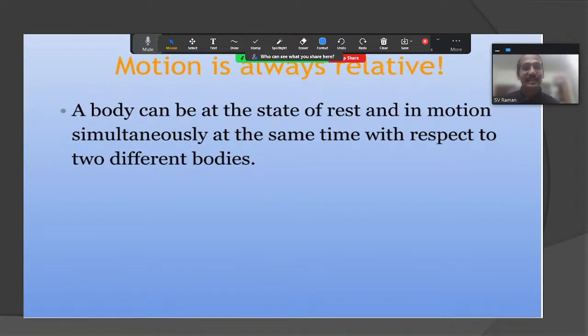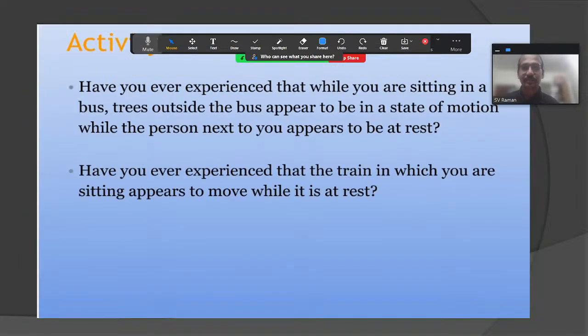A body can be in a state of rest and in motion simultaneously with respect to two different bodies. So, motion is always relative. Have you ever experienced that while you are sitting in a bus, trees outside the bus appear to be in a state of motion while the person next to you appears to be at rest? Have you ever experienced that the train in which you are sitting appears to move while it is at rest? You see the first question.